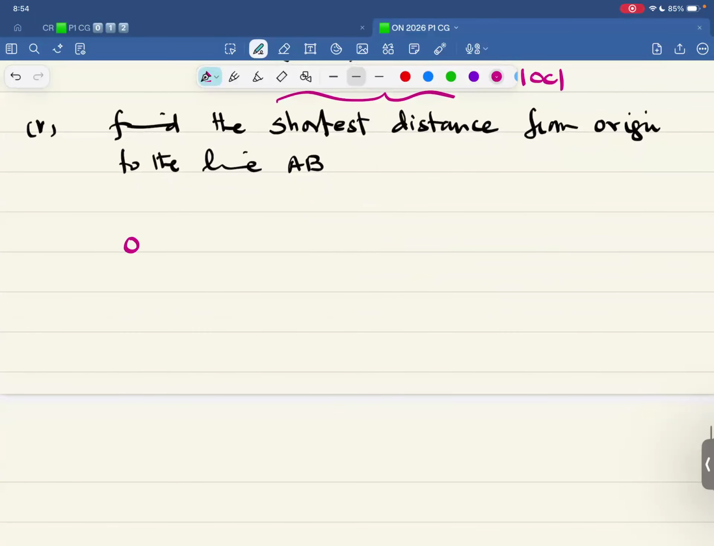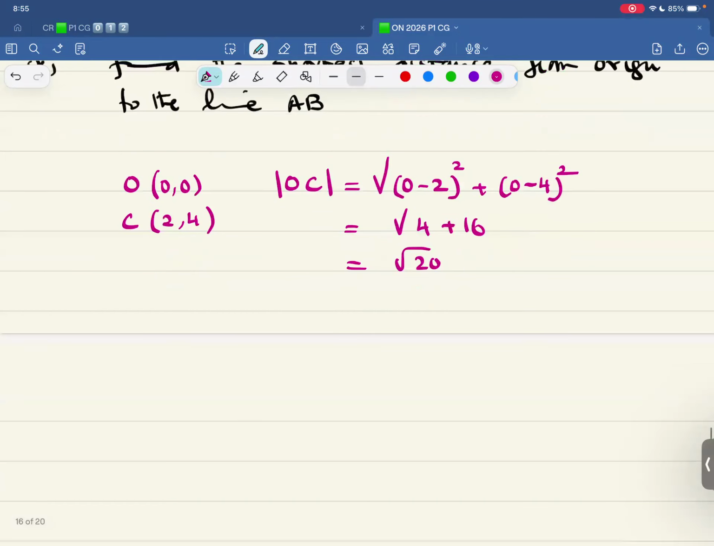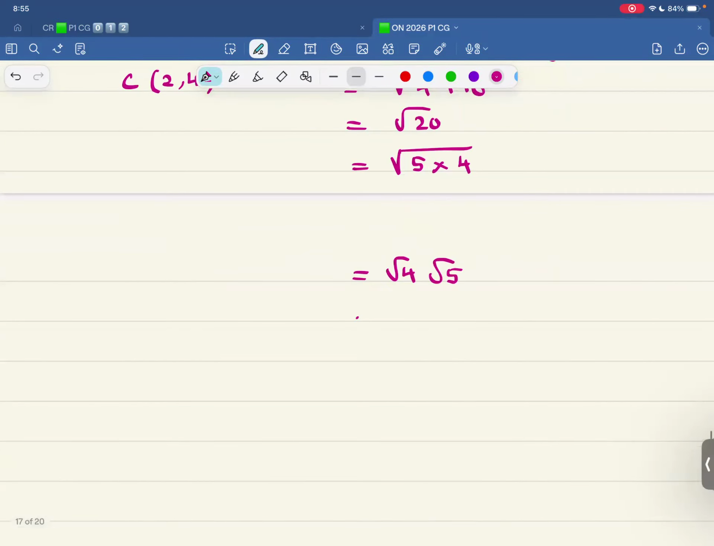So now O is (0, 0) and C is (2, 4). The magnitude OC by the distance formula is the square root of (0 - 2) squared plus (0 - 4) squared, which is the square root of 4 plus 16, the square root of 20, which can also be written as the square root of 4 times 5, that is square root 4 times square root 5, which is 2 root 5 units. So far, so good. Is the distance all good, all clear?